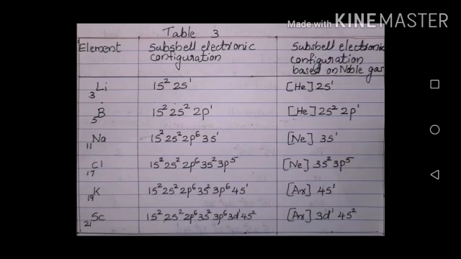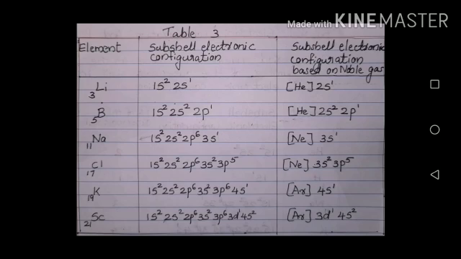Let's check the subshell electronic configuration of lithium, that is 1s2, 2s1. The inert gas that comes before lithium is helium. So, we can write the subshell electronic configuration based on noble gas as He 2s1. Note that you have to write helium, He, in a square bracket.